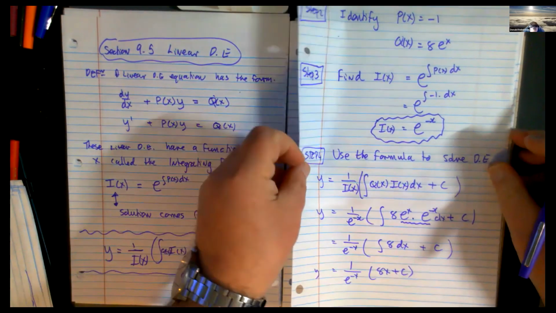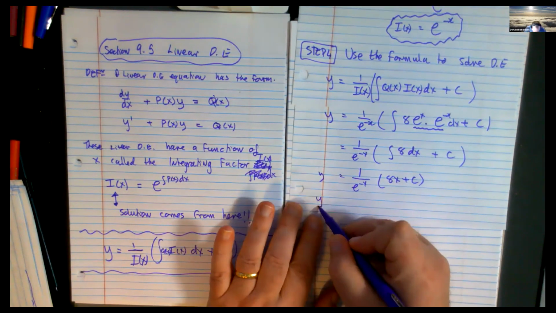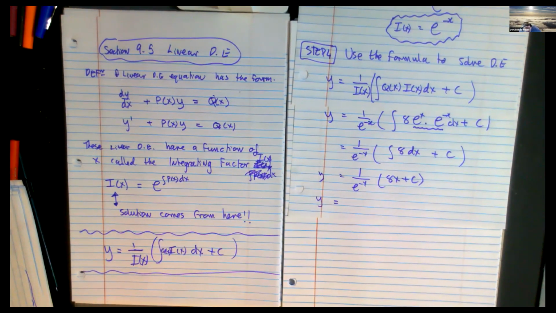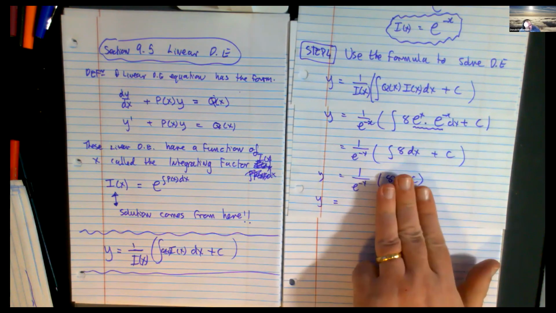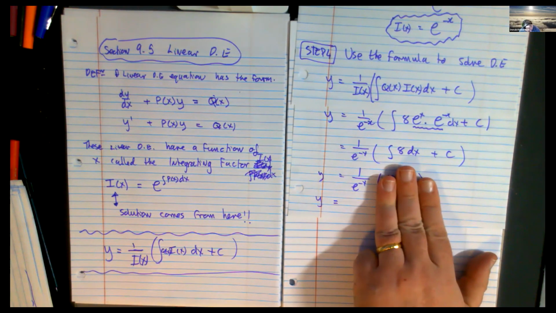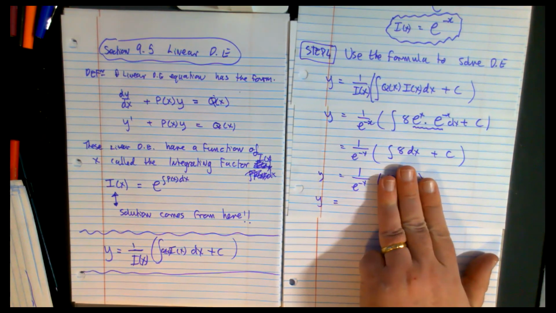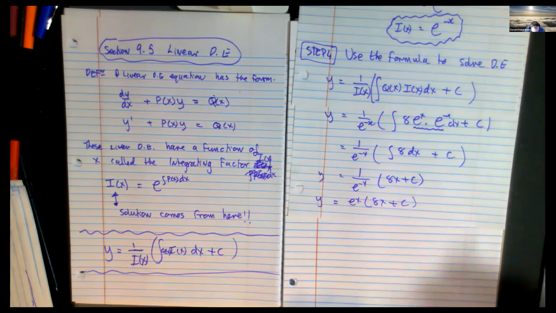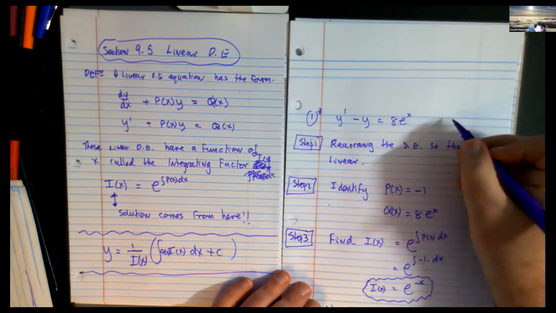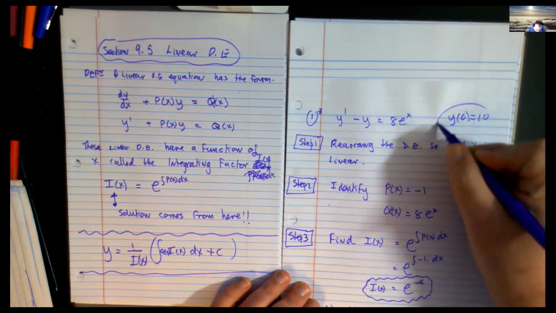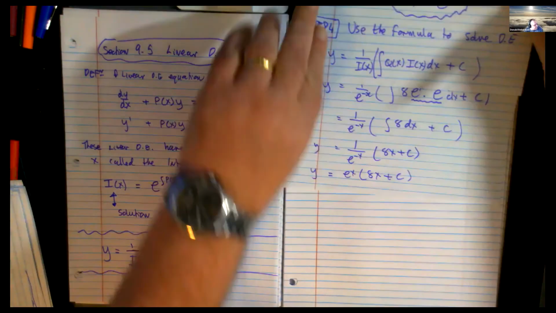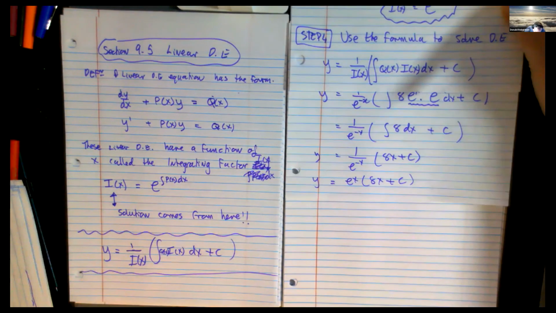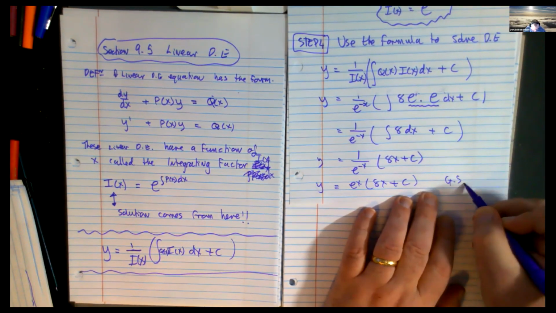And in general, you should try and make things look as pretty as possible. Would you agree that 1 over e to the negative x is kind of clunky? Wouldn't there be a nicer way to write 1 over e to the negative x? Just e to the x. And now you are finished. Unless this question had a y of 0 equals 10 thing, wouldn't you just figure out what c is and that would be you finished? But here we're finished. This is the general solution and we are done.